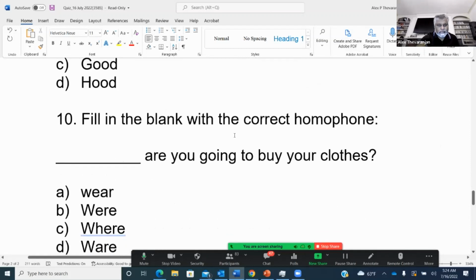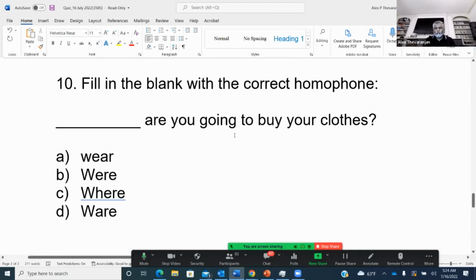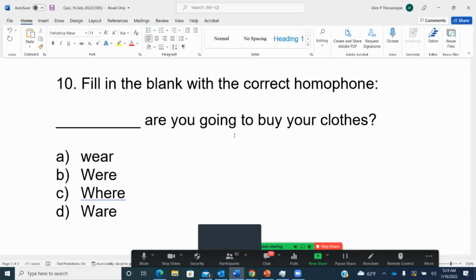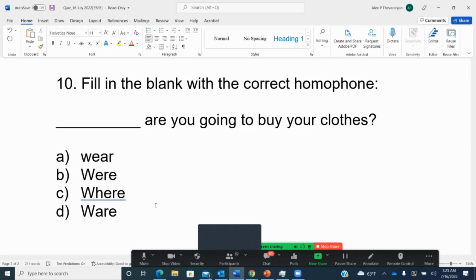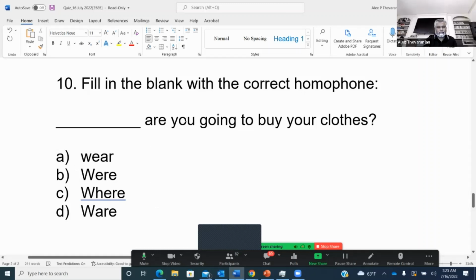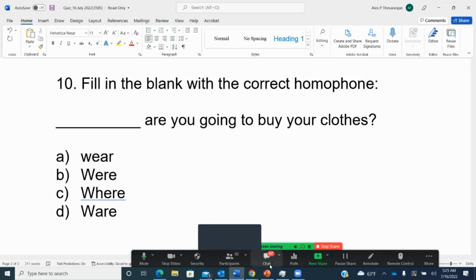Last question, fill in the blank with the correct homophone. Where are you going to buy your clothes? Where, where, where. Which one is it, A, B, C, D? Same sound and different meaning. Right, so C. Which one is the answer to this question? C. Okay. Where are you going to buy your clothes?